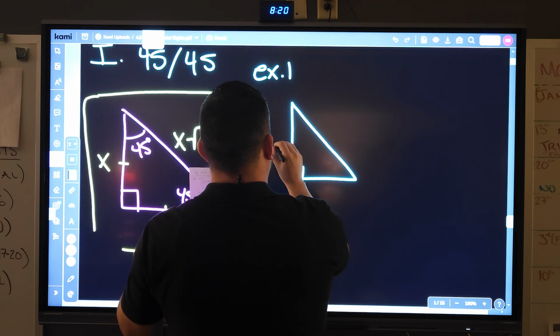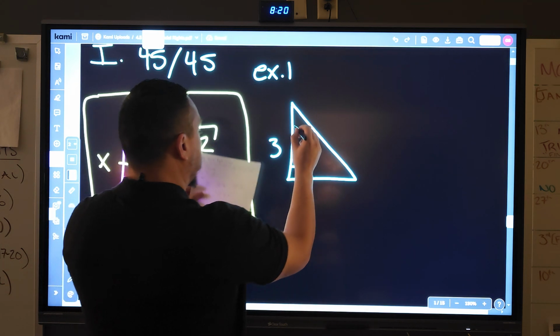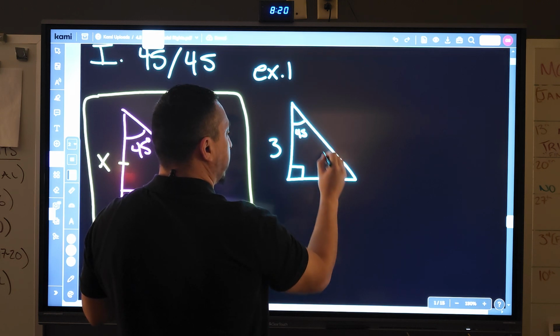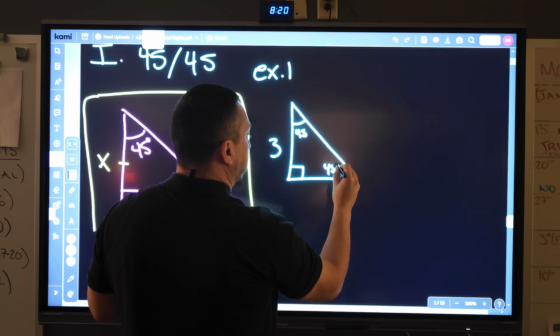Okay, so let's say this side is 3, and then again this is 45 degrees, 45 degrees.